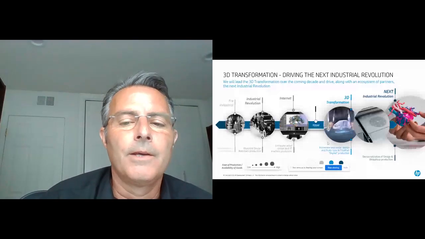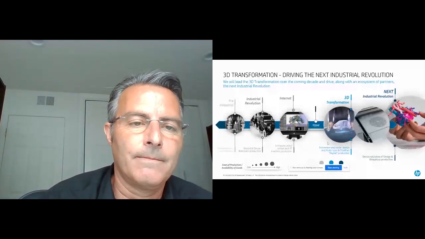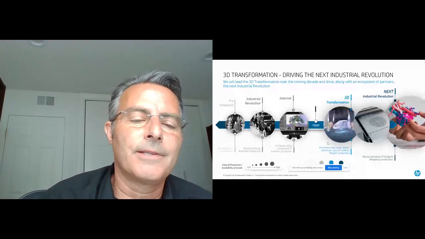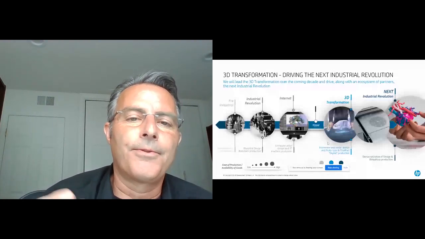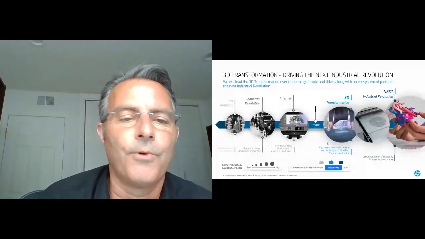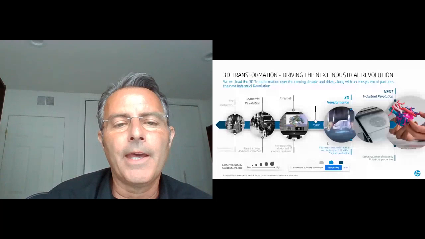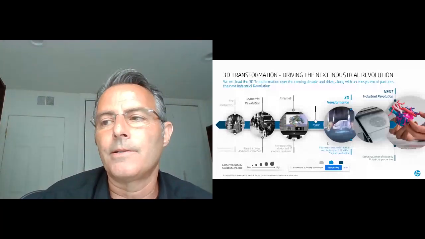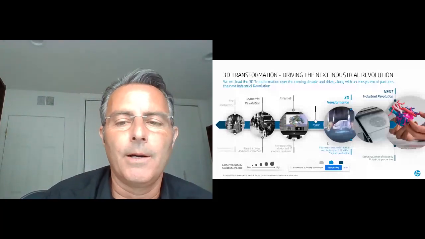The first was mechanization and steam. The second was electricity and production lines. The third was computers and robotics. And then the fourth is this Industry 4.0 that we explained earlier in the presentation. So then how does this break up over time?